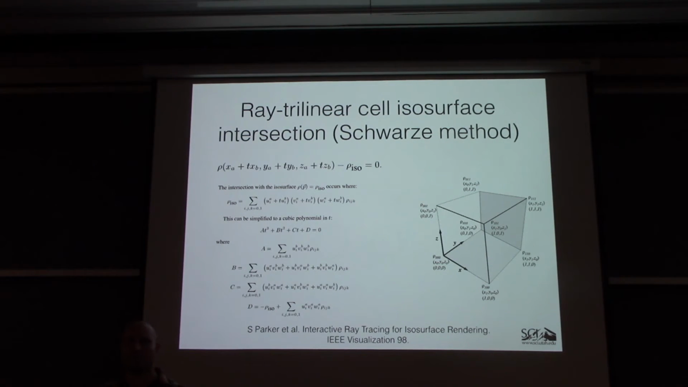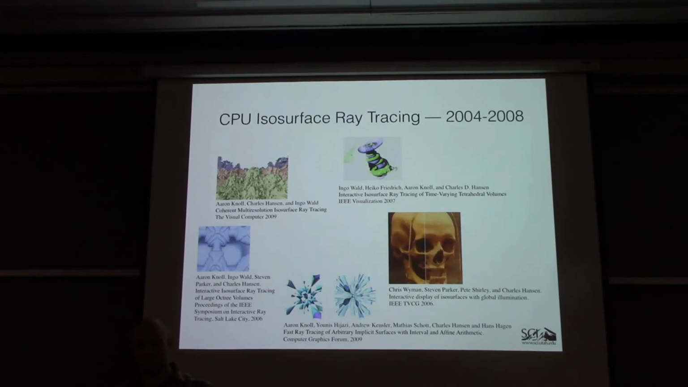There was a previous modeling and geometry person, Schwarze, who came up with a technique for doing this, and Steve Parker adapted the Schwarze technique and made it the centerpiece of the ray isosurface intersection. This was all done in double precision, so it was very wasteful, very costly, but you could do it. And based on that one technique, there were probably 4 or 5 papers that came out of it. I was involved in 3 of them, 4 of them.